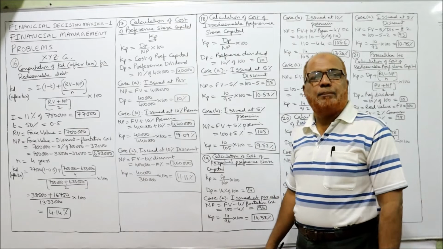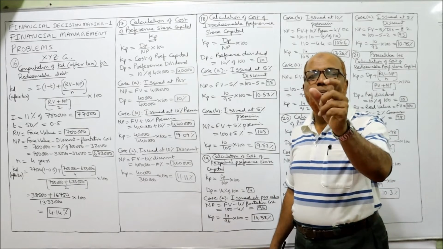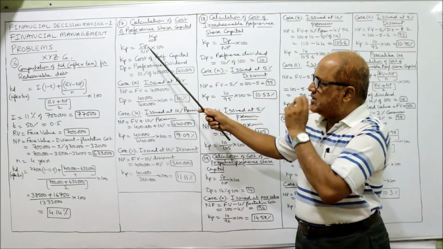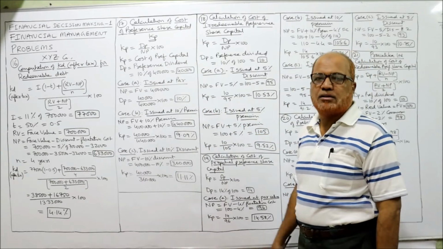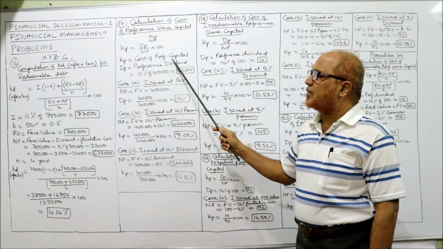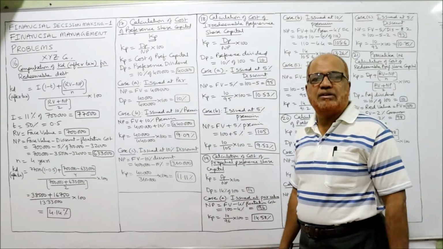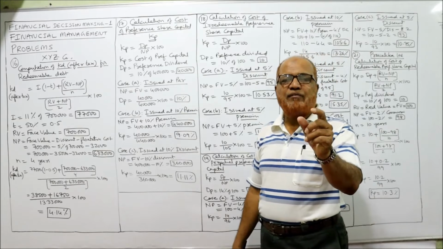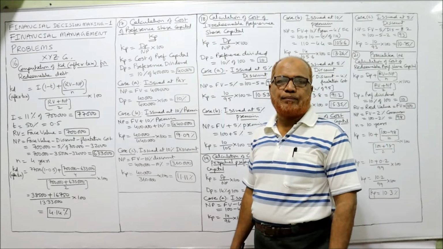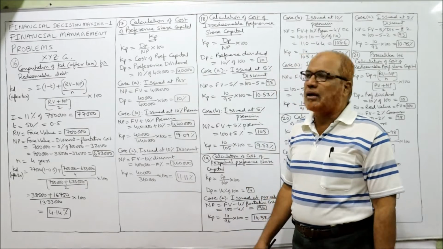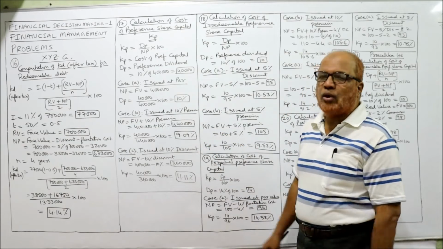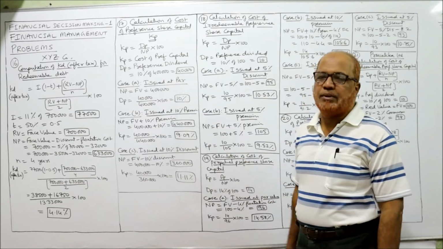What is the formula for KP? KP is equal to DP by NP into 100. It's very easy. KP stands for cost of preference capital. This we have to calculate. DP stands for preference dividend. The rate of preference dividend is fixed, so it is given in the problem as 10%. So 10% of 4 lakh is 40,000, which is DP.